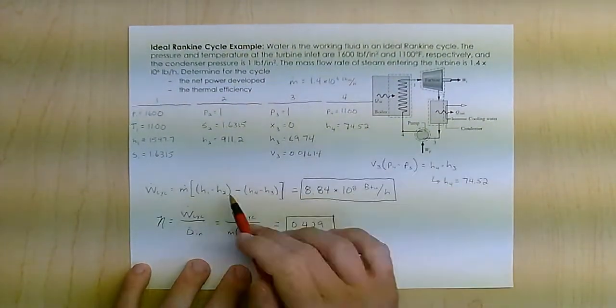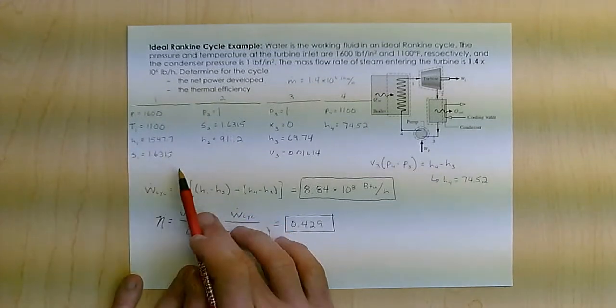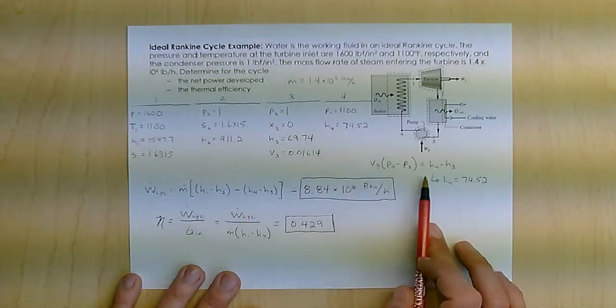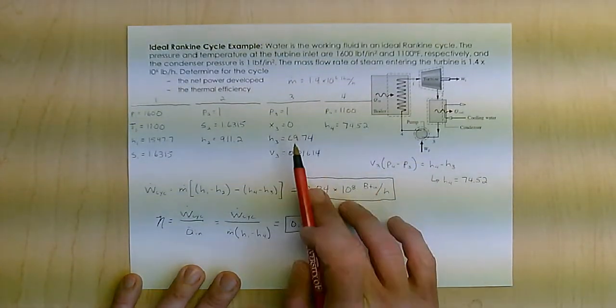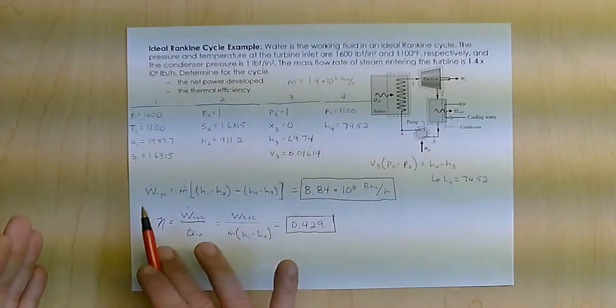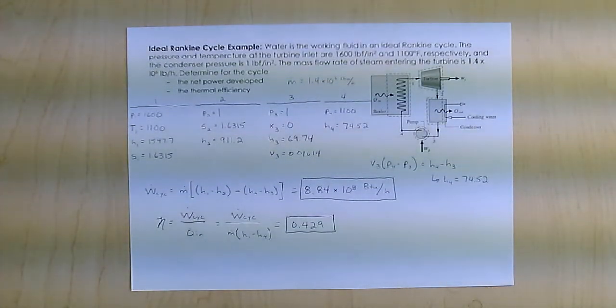So again, the process is exactly the same. Go through, set your states. I knew state 1 and state 3. I use constant entropy to figure out state 2. I use what I know about the work of a pump to find state 4. And once I find those, it's just a lot of delta H's to find the work and the thermal efficiency from there.